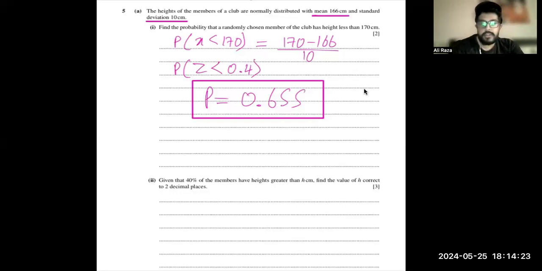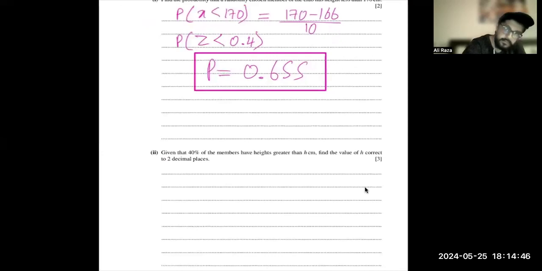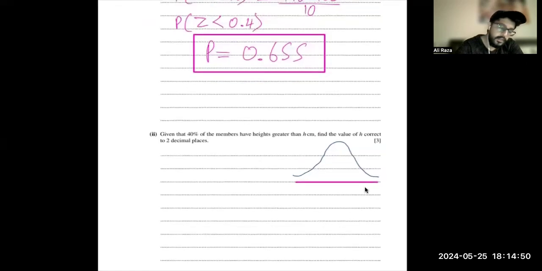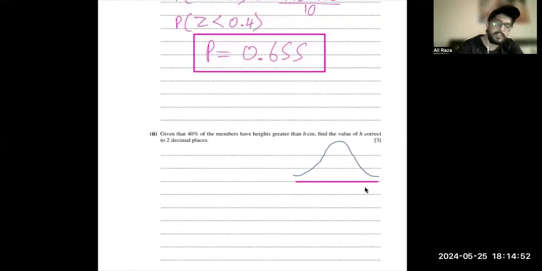In part 2, we're given that 40% of the members have heights greater than h. And we need to find the value of h correct to 2 decimal places. So let's draw a diagram to understand this. 40% of members have a height greater than h, which means h has to be to the right-hand side of the mean.